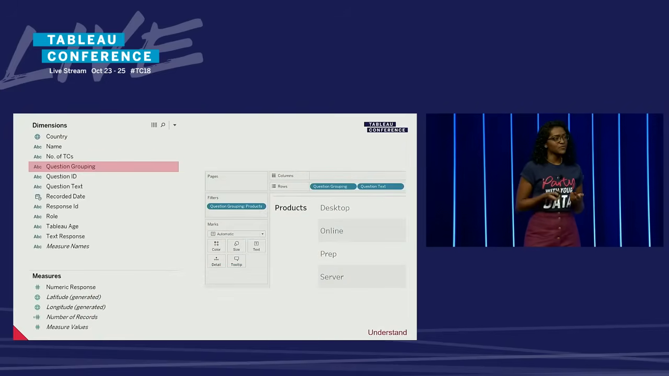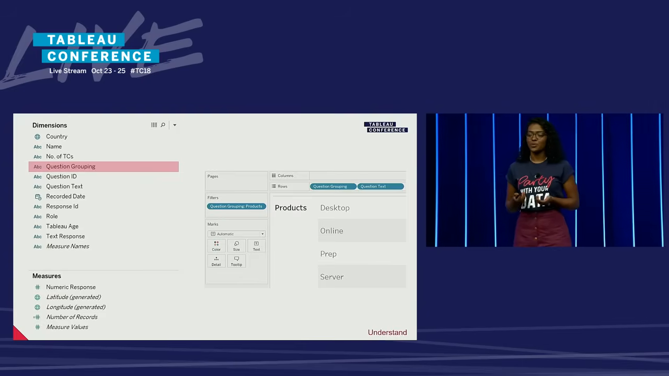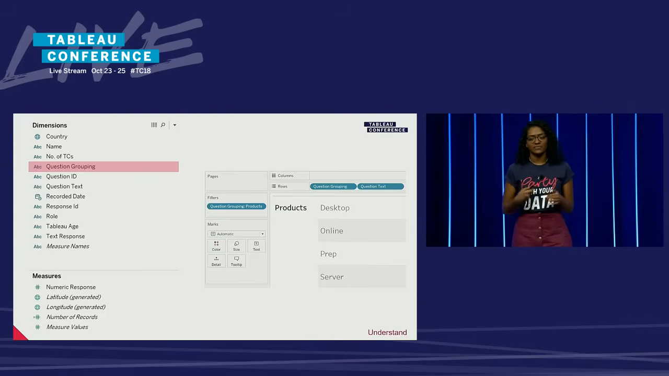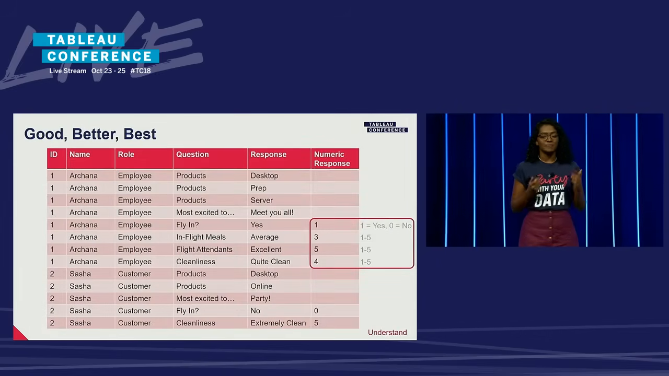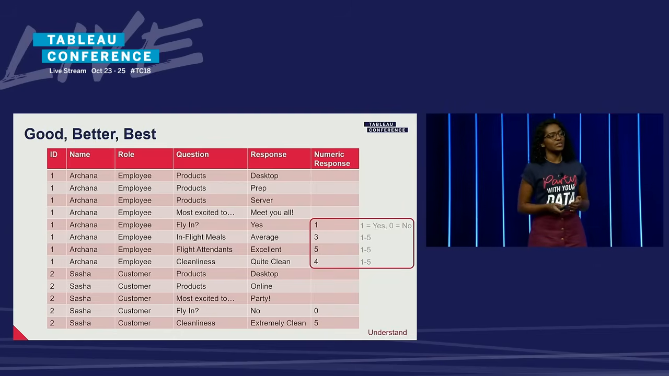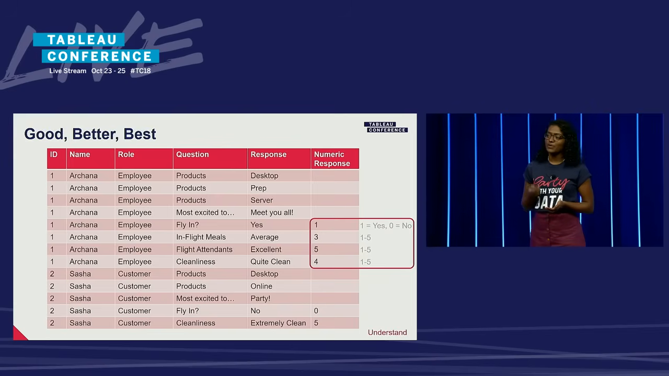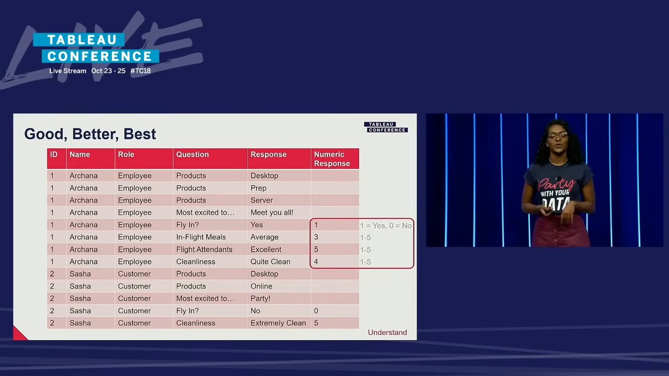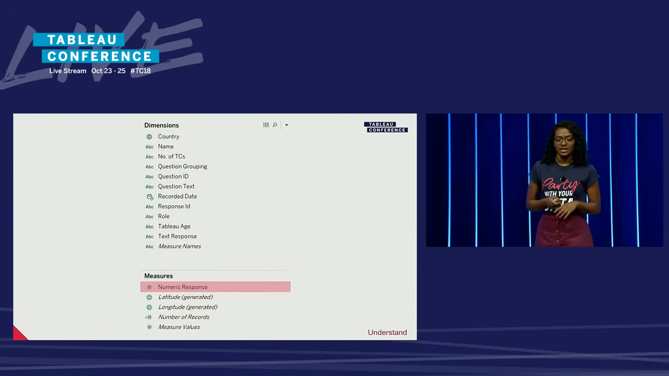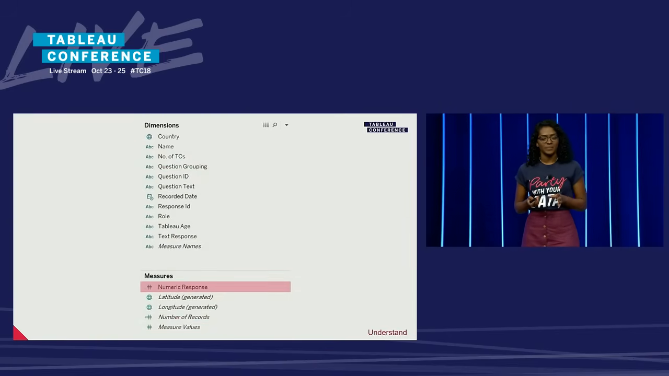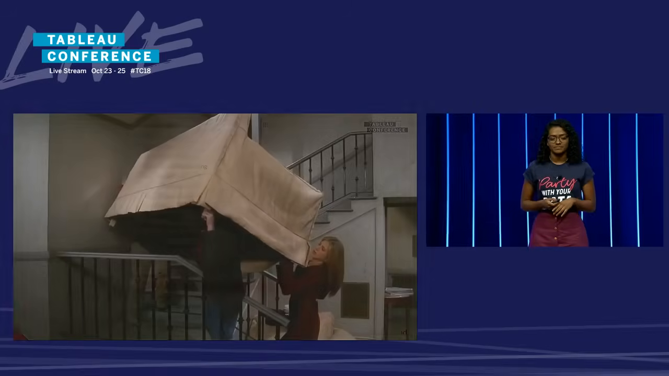We have the options for our multiple select questions grouped together in a field called question grouping, with question text providing the row-level names of the individual products. And finally, the best version of this data set would also give the option for numerically coded responses. Here we've got 1s for yeses, 0s for no, and 1 to 5 scale for the like-it responses. This gives us an additional measure to work with so that we can compute averages, for example. Now, how do we get there?